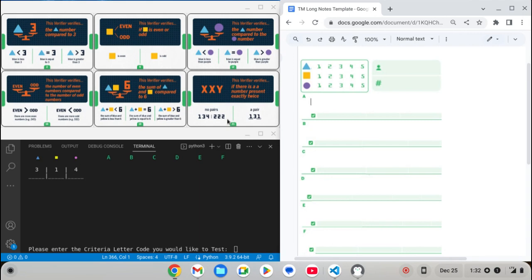Now remember, the objective of today's puzzle is to find that unique 3-digit code that abides by all the 6 criteria cards we just described. And we're going to start off with an initial proposal of 314. So the first thing I think I'd like to test is criteria card B.